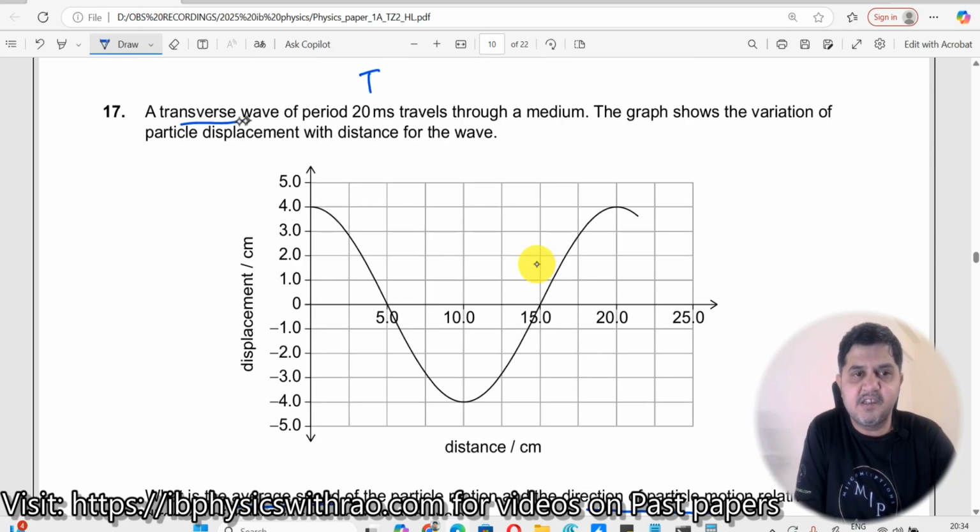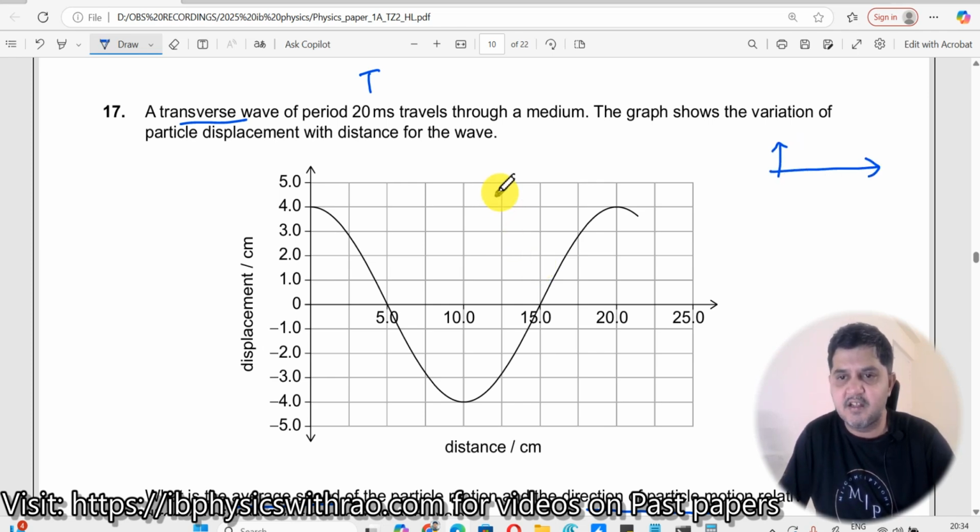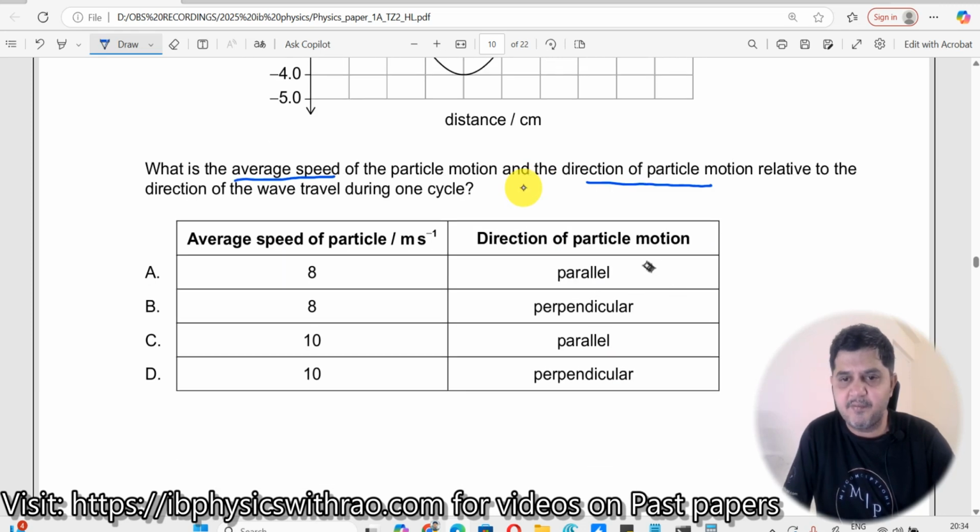So transverse wave. The moment you say transverse wave, the wave will be traveling like this. Particle vibration will be like this, perpendicular to each other. Therefore, let us eliminate. So this is wrong, this is wrong. Perpendicular is right. Now we need to look at this one here.